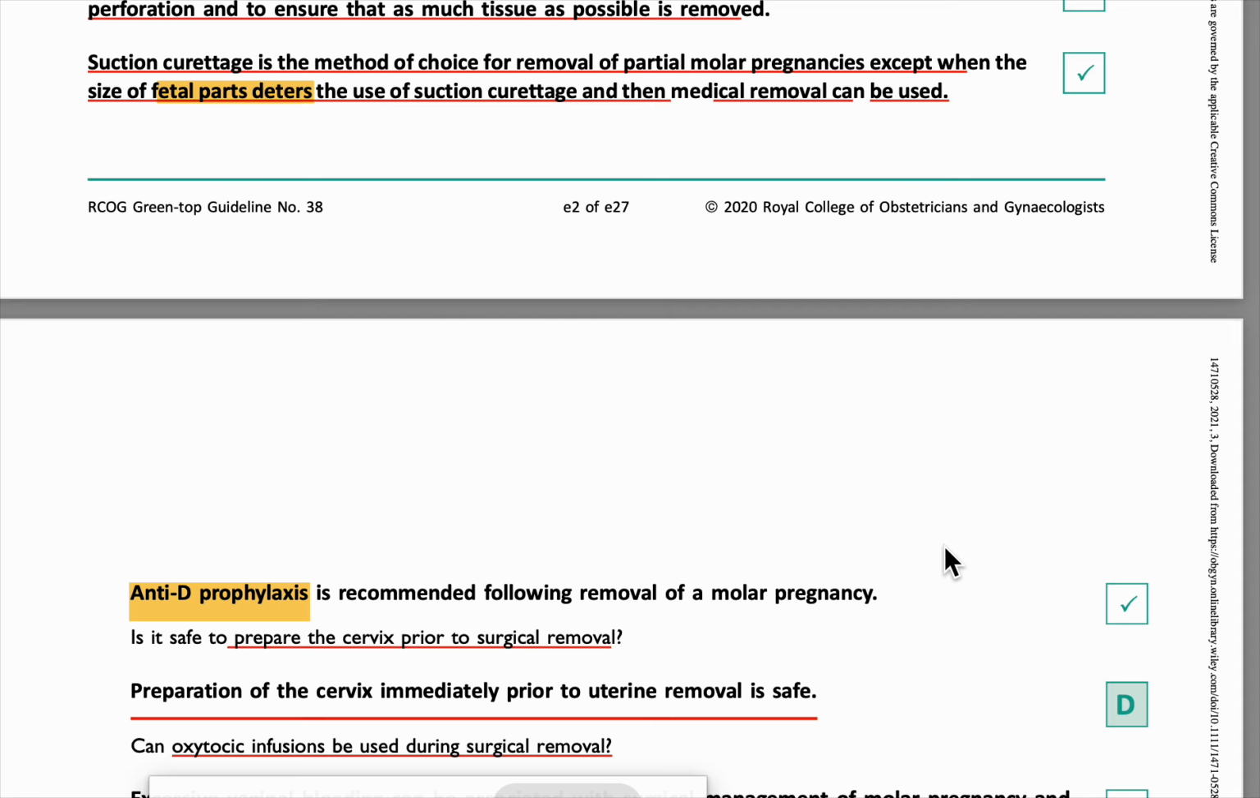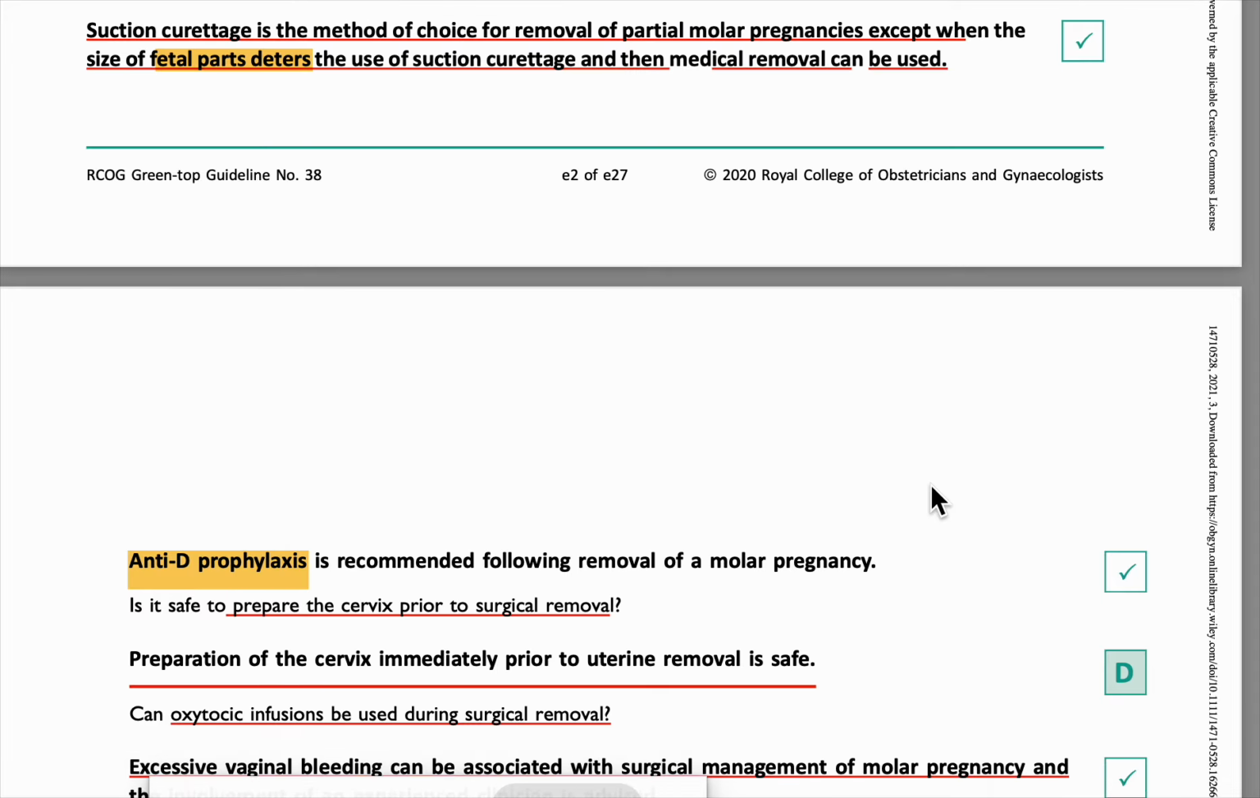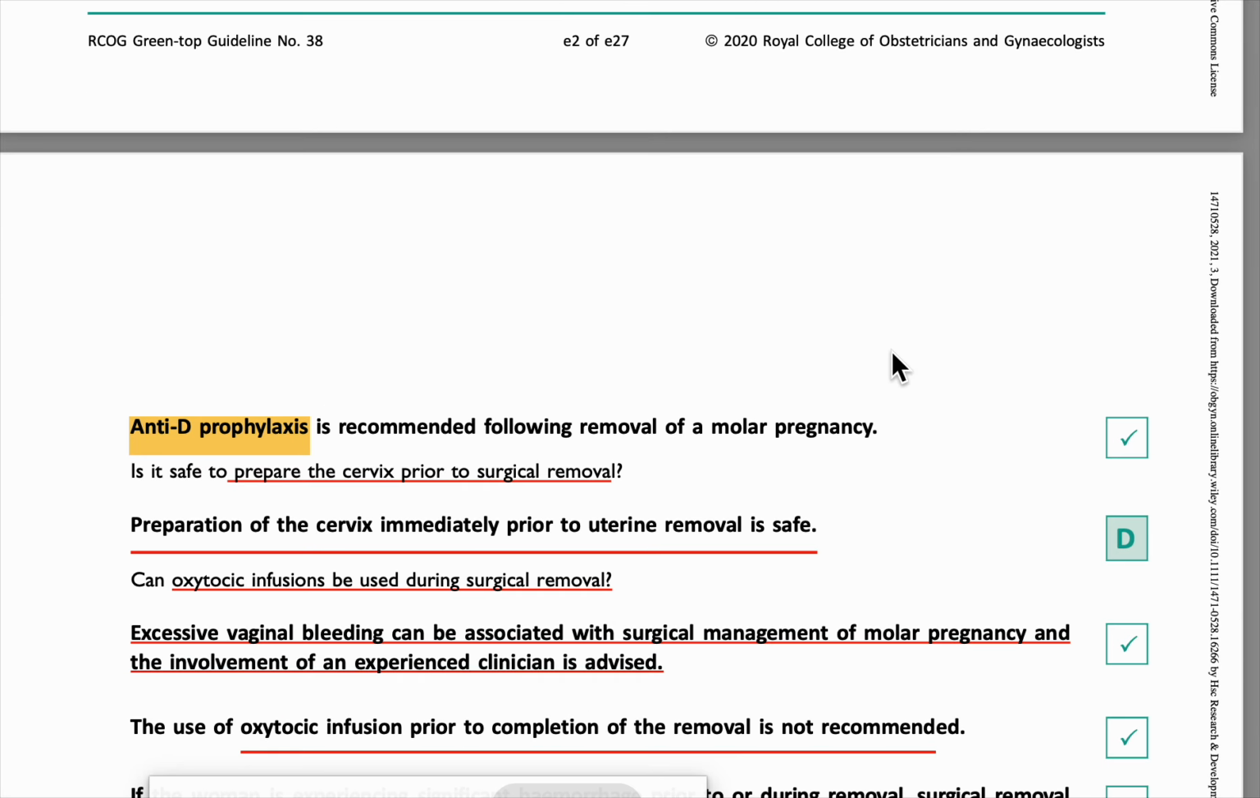Okay, so we finish this here. Immediately we can do the removal of that one. Another question is: when we are removing this molar pregnancy by suction curettage, at that time can we give oxytocin? Yes, oxytocin can only be given if she is having a hemorrhage.